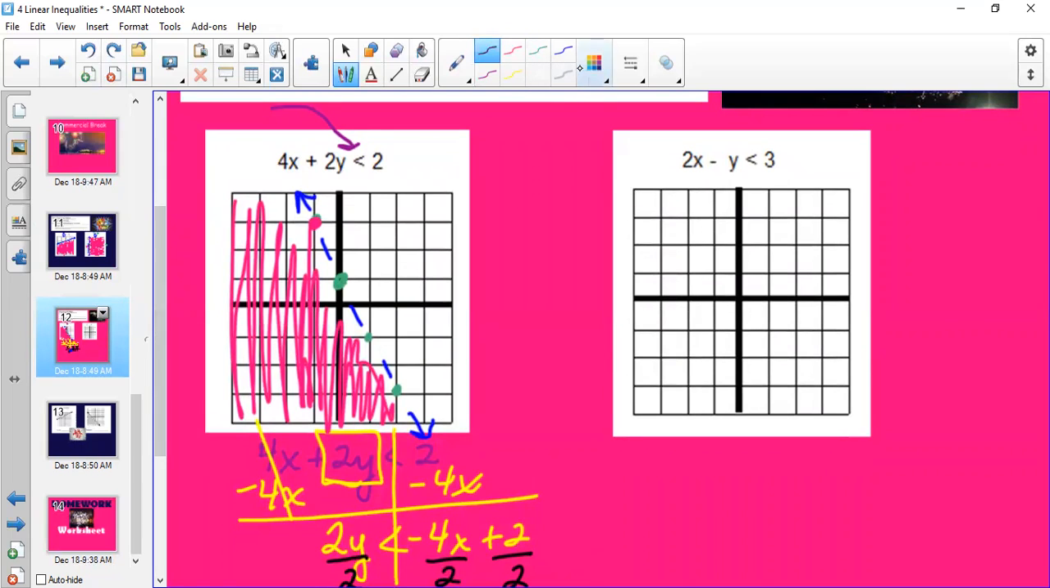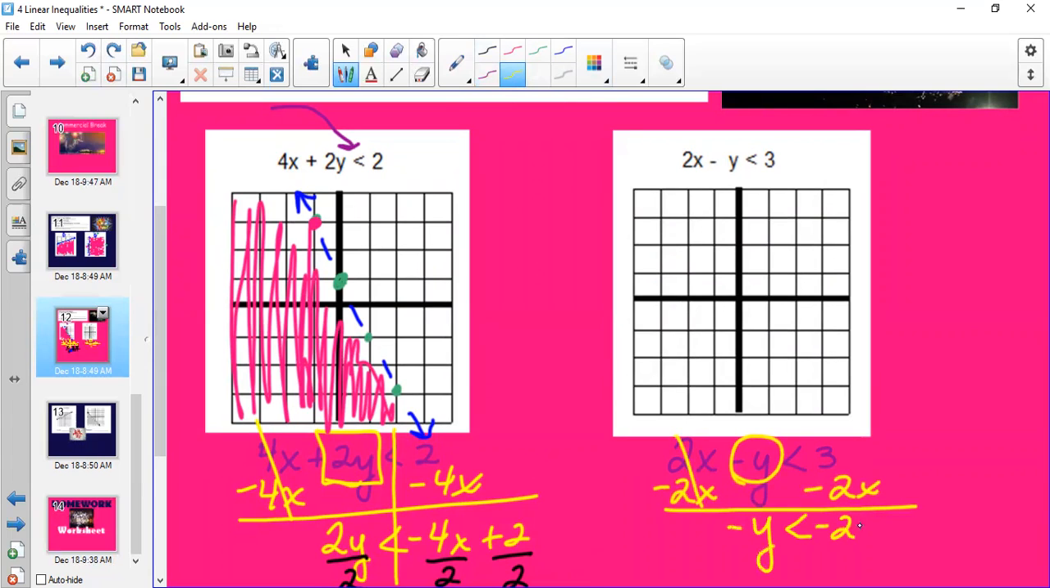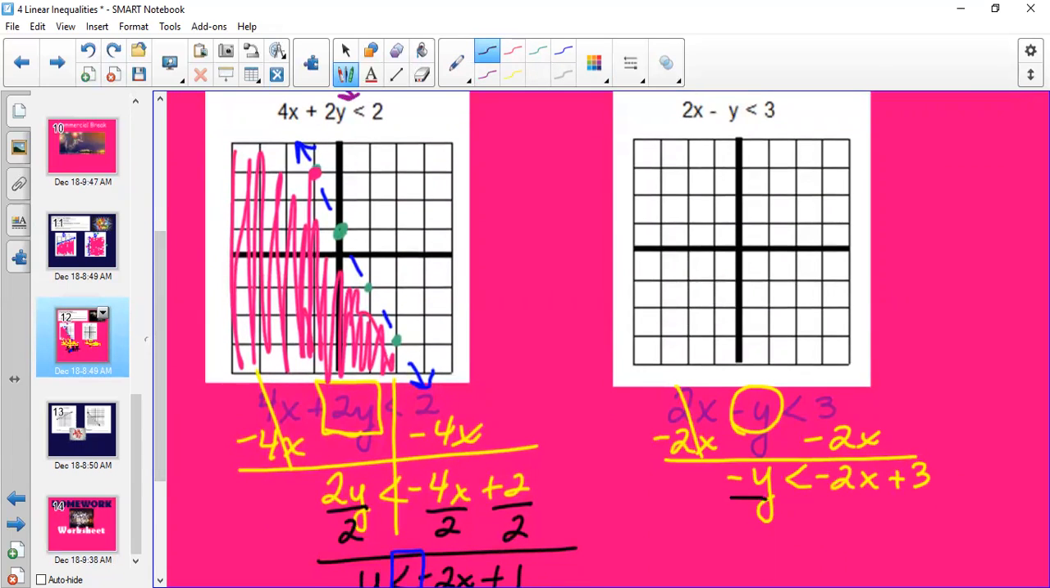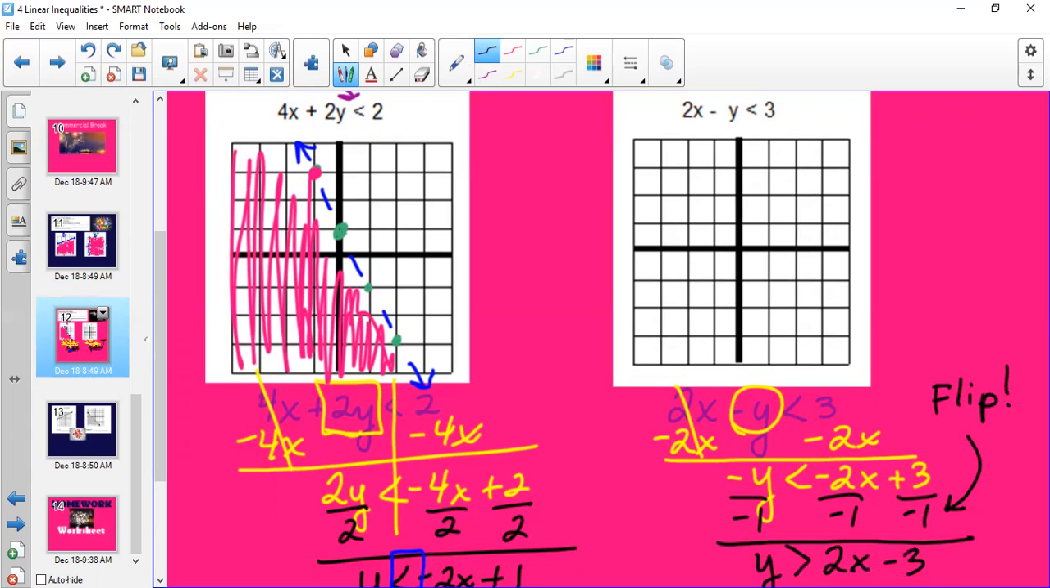Okay, let's try one more here. Last one like this. So again, 2x minus y is less than 3. I am trying to get the y by itself, so I'm going to send the 2x to the other side by subtracting it. I'd get negative y is less than negative 2x, and we had a positive 3. And then I'm going to divide everything by negative 1. Here's where it was different than the last one we did. Remember what happens when we divide by a negative? We have to make sure to flip that inequality symbol. So this is going to be y is greater than 2x minus 3.